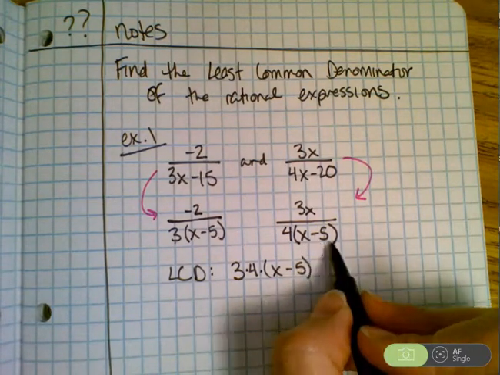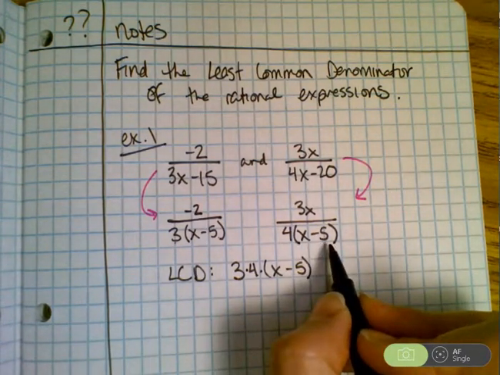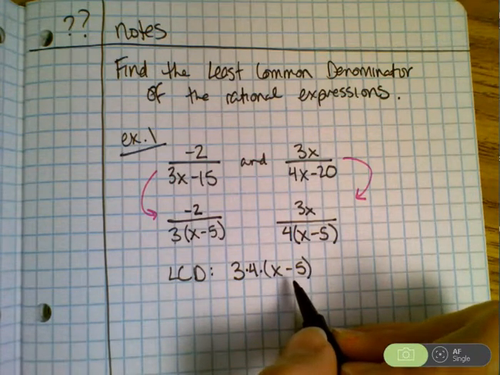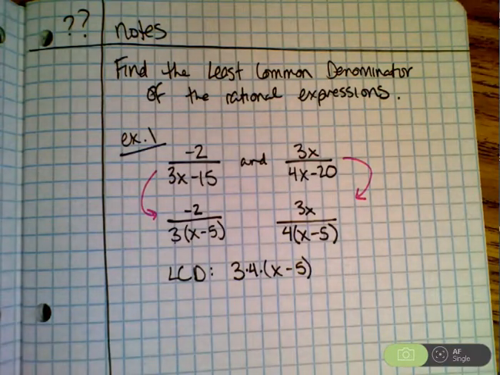I'm not going to put another x minus 5. I already have it once. Putting it twice makes it no longer the least common denominator, but one of the more complicated ones. So now here's where you have to think a little bit.